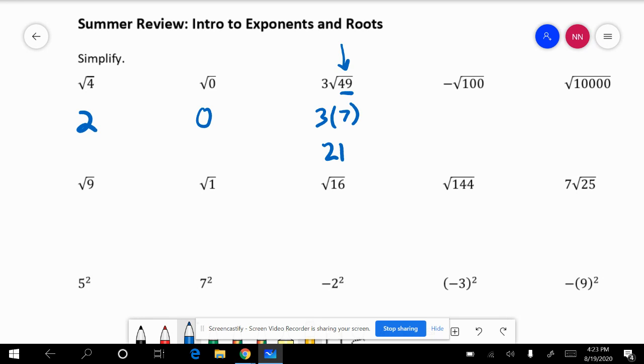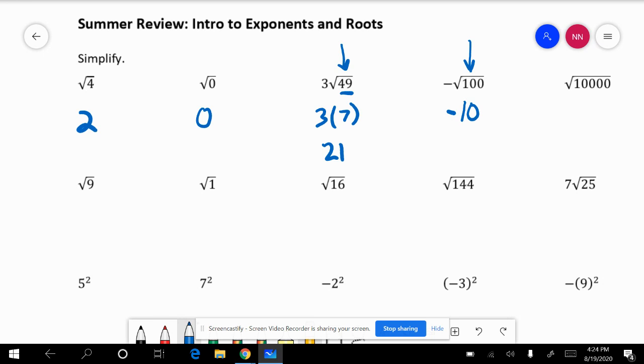Looking at our next one, what we have is the negative square root of 100. First thing that we do is we find the square root of 100. So we're looking for a number that when you multiply it by itself gives us 100. And that would be 10. So what we have is 10. Since there's a negative in the front, we put negative 10.